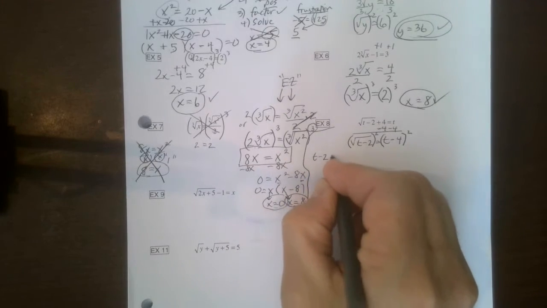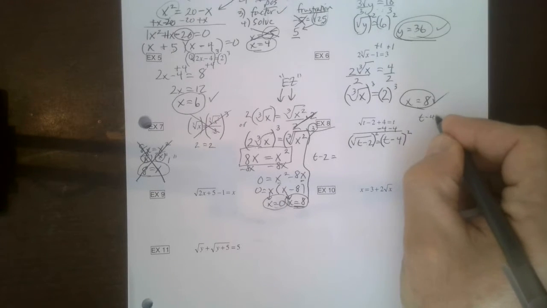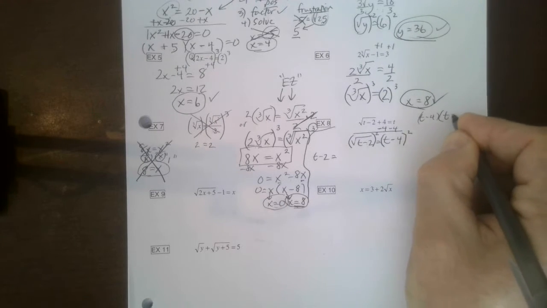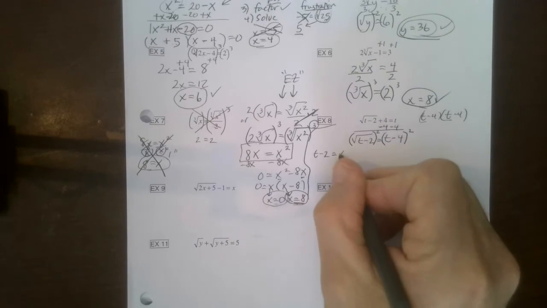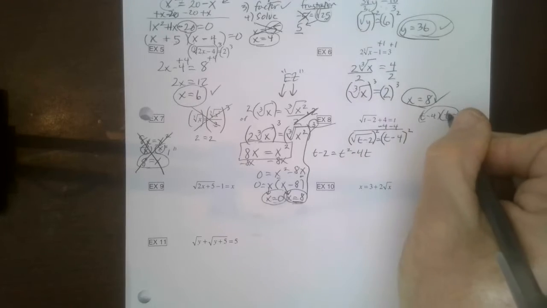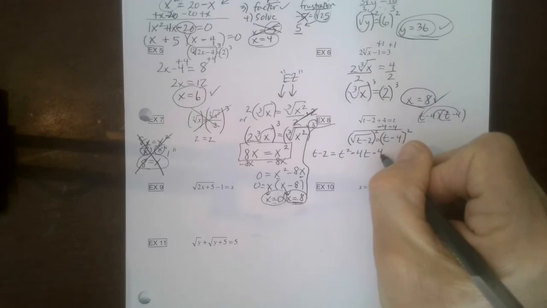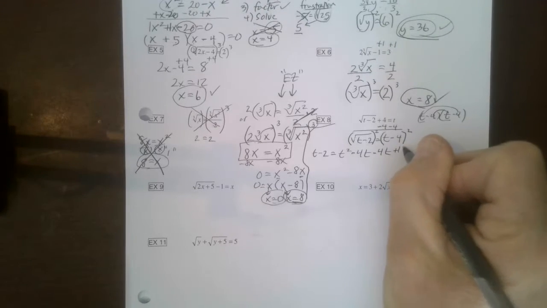So we get t minus 2 equals, and now this is FOIL. So t minus 4, t minus 4. So if we go t times t is t squared, outside negative 4t, inside negative 4t, and then last, negative 4 times negative 4 is 16.